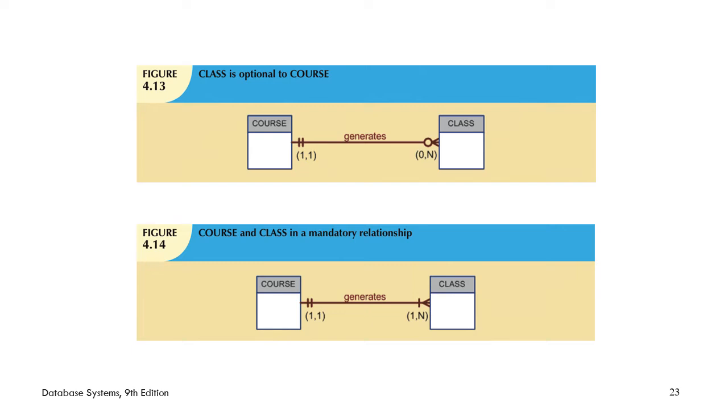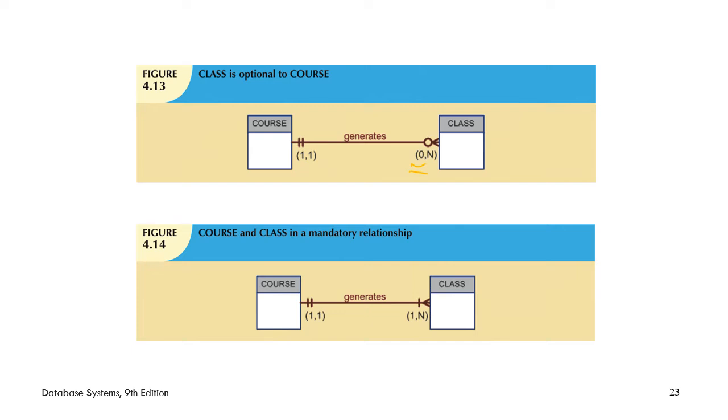What does this mean? It means that at one time the class may not exist. It is not offered. For example, in semester 2 this class is not offered. So it can have the 0. So class is optional to the course. Not every semester we have this class for that course.